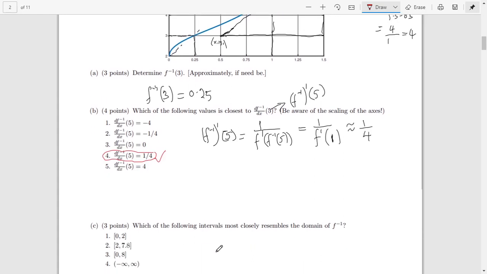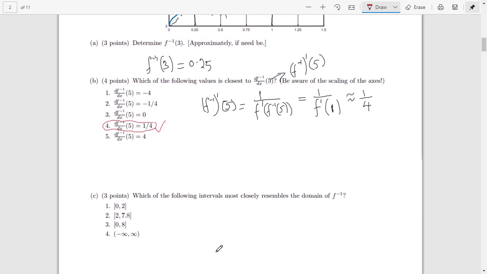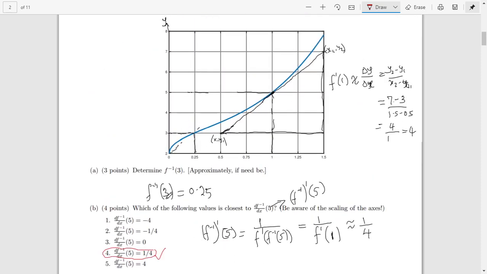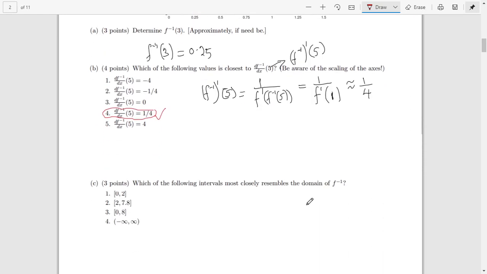Let's check out the last question they asked here. They asked which of the following intervals most closely resembles the range of f. The range of f is the y-axis. So if you check the y-axis, it goes from 2 to 8, almost at 8, but not quite. It stops at this point here. But let's see the one that most closely relates to that.